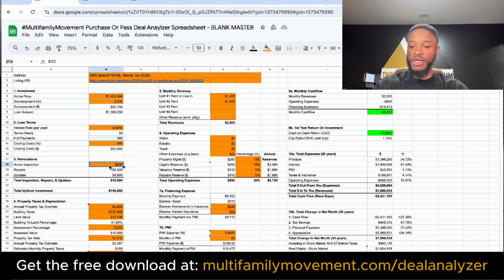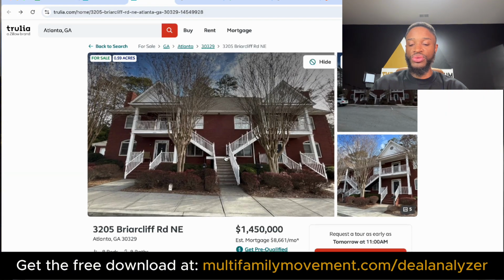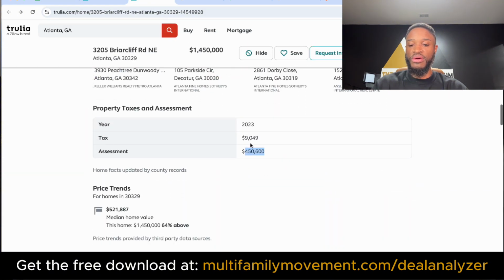All right. Then the next thing, and this is one of the hardest ones, is our annual property tax override. The reason we call it an override is because we're not going to use the property taxes from here, because these property taxes are based on their last assessment. It will not be your property taxes going forward, right?